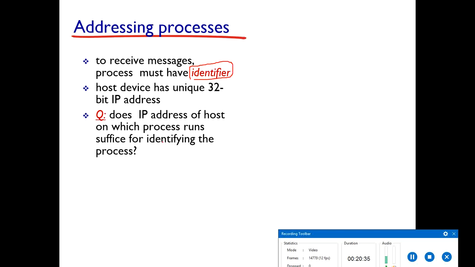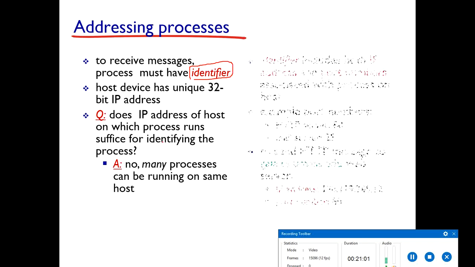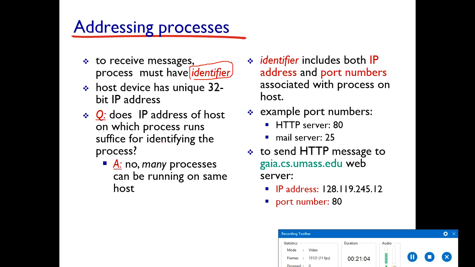No, because on your phone there can be many processes running. So the IP address is not sufficient for identifying a process which is running on your machine. There must be another identifier, another unique entity, to identify the process. So no, because many processes are running on the same host machine. So what is the identifier for a process? The identifier for a process includes both the IP address and a port number.